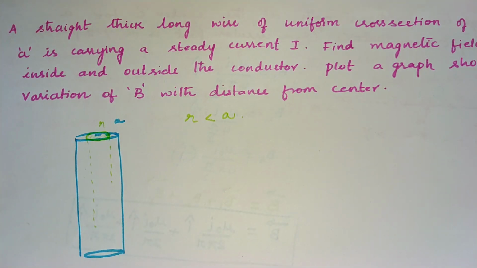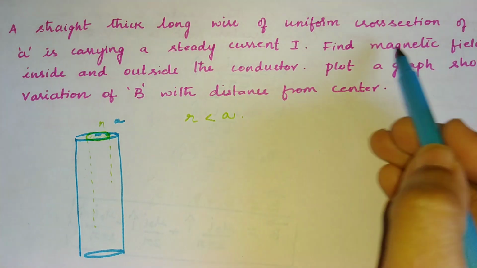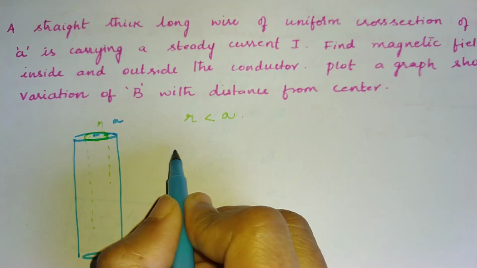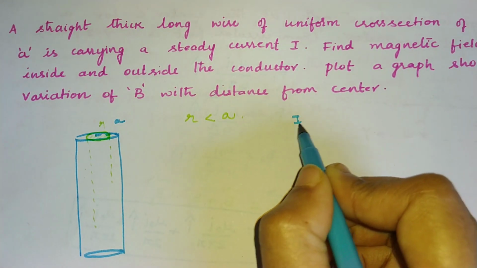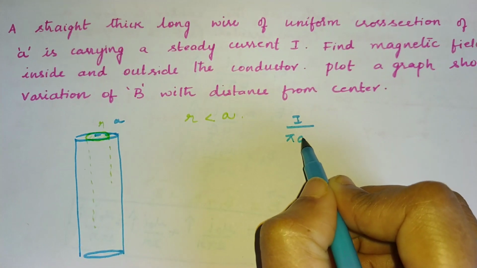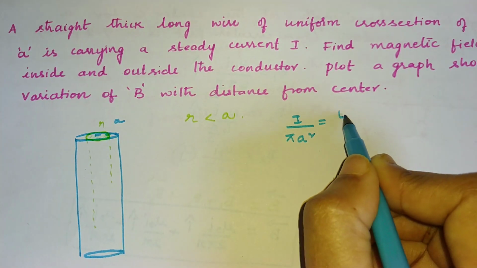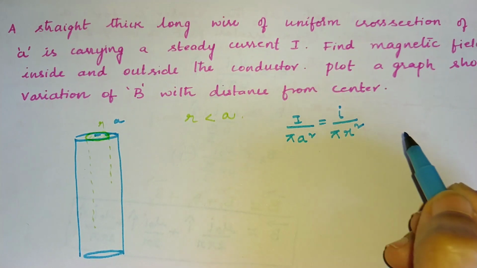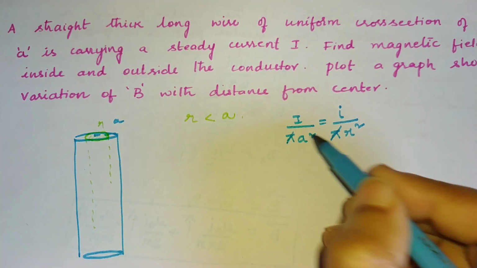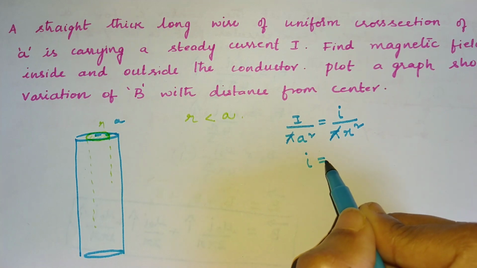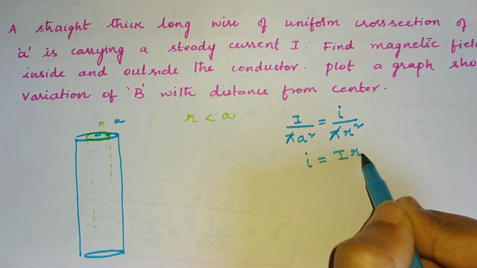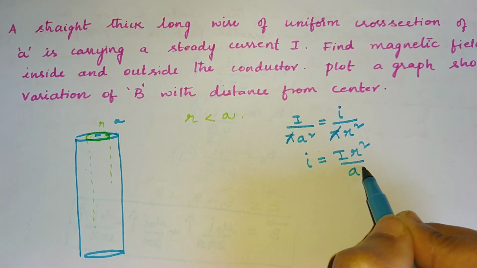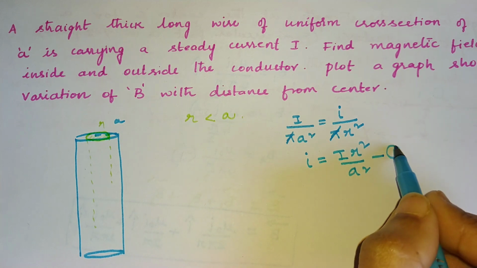Since current density is constant, it's carrying a constant current. Total current by total area should be small current by small area, whatever area you have selected. Pi and pi get cancelled. What is the current coming out to be? Capital I into r square by a square. Call this equation 1.